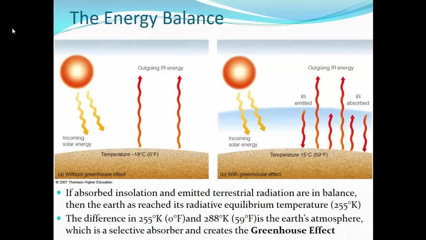If absorbed insolation and emitted terrestrial radiation are in balance, the Earth has reached what's called its radiative equilibrium, about 255 degrees Kelvin. The difference between the 255 Kelvin, 0 degrees Fahrenheit, and the 288 degrees Kelvin, 59 degrees Fahrenheit, that is the actual temperature of the Earth, is because of the selective absorbers, and that is the greenhouse effect.